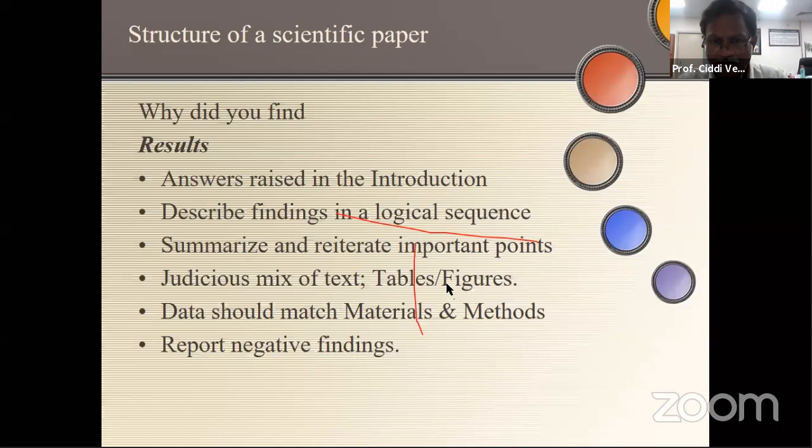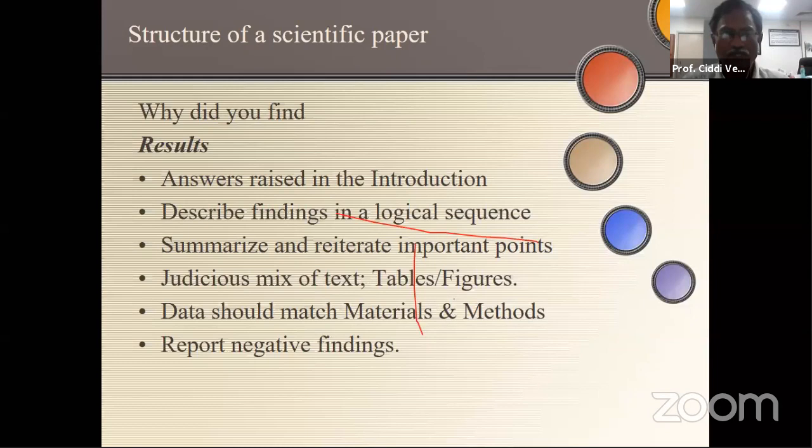Report the negative findings. Many of us assume that negative findings are not findings. But on the contrary, you have to understand that negative findings are the most valuable findings, and there are a few journals where you can publish negative-finding results also.